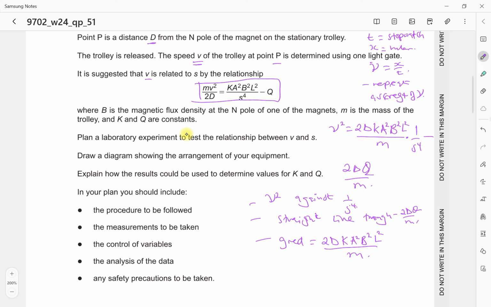So it means they said plan a laboratory experiment to test the relationship. So the relationship is going to be valid if it is a straight line that goes through this negative 2dq over m, whose gradient is this. Then draw a diagram. I'm going to draw a beta diagram. Explain how the results could be used to determine k and q.